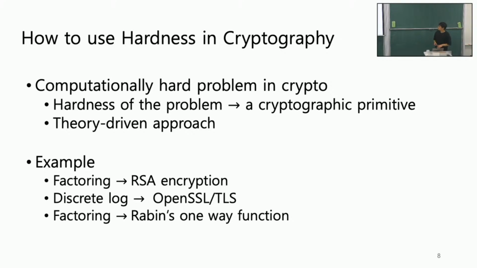As an example, RSA encryption, widely used in the real world, such as certificates for banking services or internet protocols, is based on the hardness of factoring. And moreover, OpenSSL and TLS protocols are also widely used in internet protocols. They are based on the hardness of discrete logarithm.